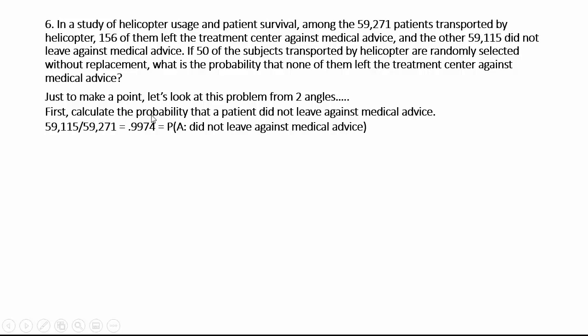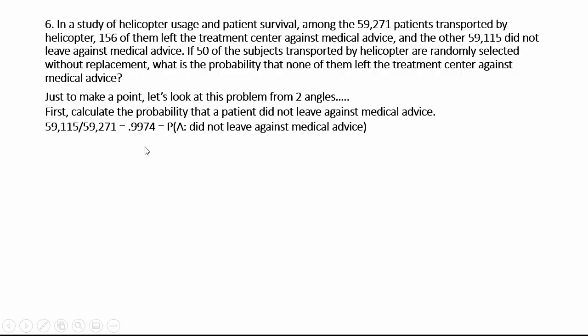So first, we're going to calculate the probability that a patient did not leave against medical advice, right? That's what we're looking at. So probability of A, which is did not leave against medical advice. And really that probability we have, right, because it gives us that 59,115 did not leave against medical advice out of 59,271 observations. So we do that little division problem and you get a probability of 0.9974. We just note that's a super high probability that they're not going to leave against medical advice.